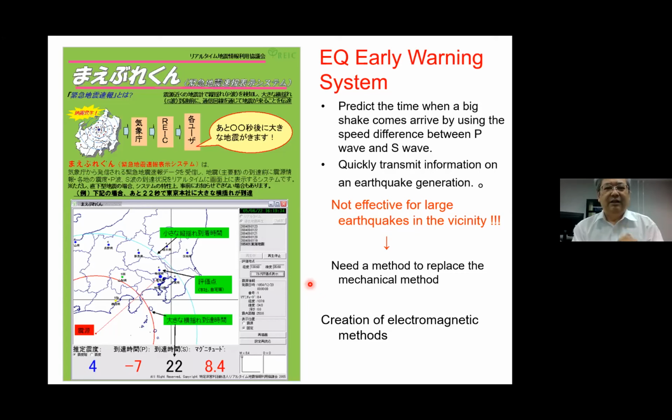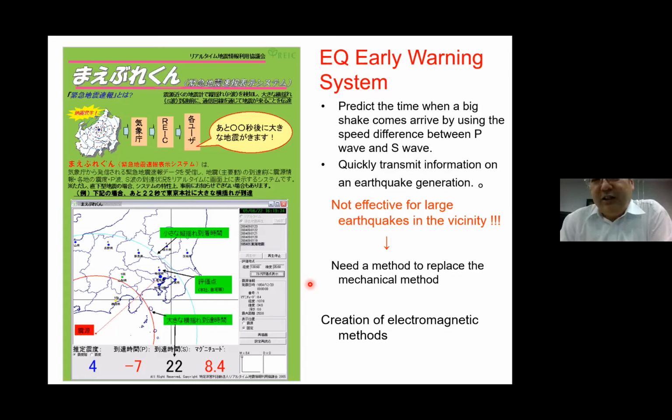But this R1 system is not perfect, because for a large earthquake in the vicinity of the observer it is not effective: the PS difference, the arrival time difference, is not enough, only a few seconds or something like that. Sometimes the shaking is felt before the alarm comes, in Japan also. So we need to create another system to help people evacuate from seismic disasters.